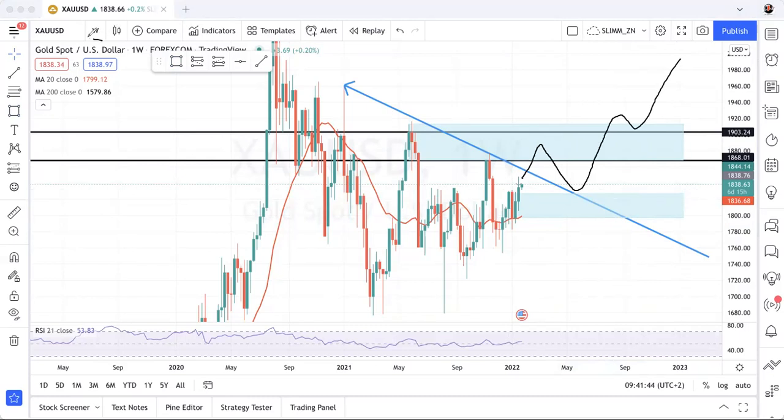But this is the weekly chart, so that could take a very long time to play out. But for now, I'm seeing this as our target, this area here. Right, so let's check on the daily.